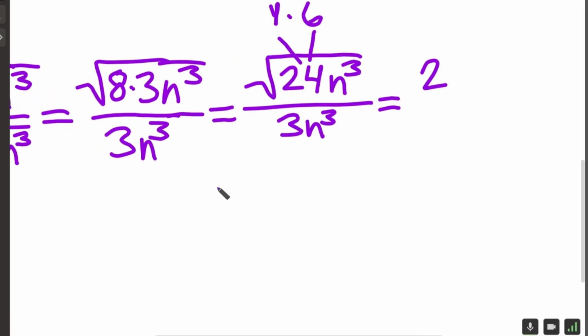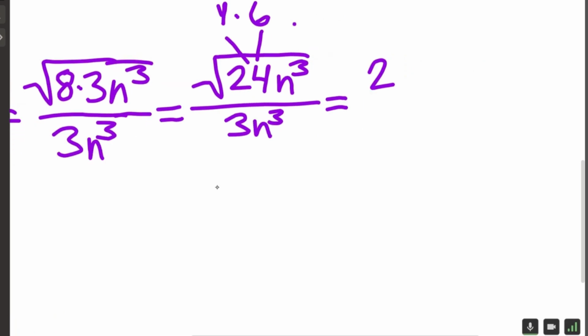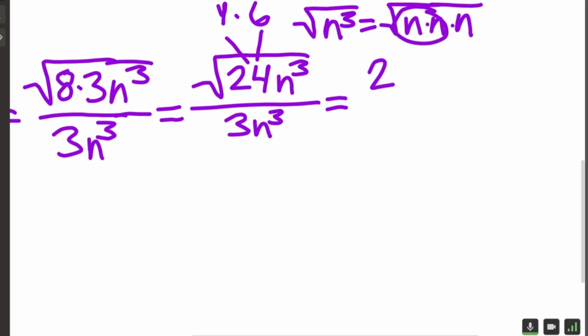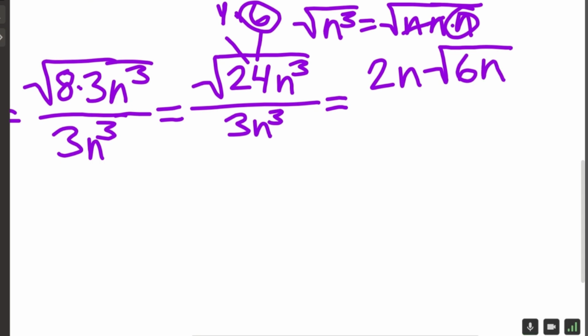How about the n cubed? What is the square root of n cubed? Well, if we think about it, that's n times n times n, right? So we have an n squared, right? We have an n squared. We can take out an n, and we'd be left over with an n. So what is our leftovers in the radical? We have a 6 that we've already established. We have an n, so square root of 6n. That's times 2n. All of that over 3n cubed.